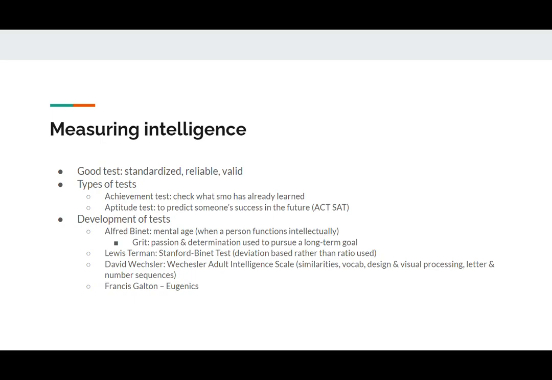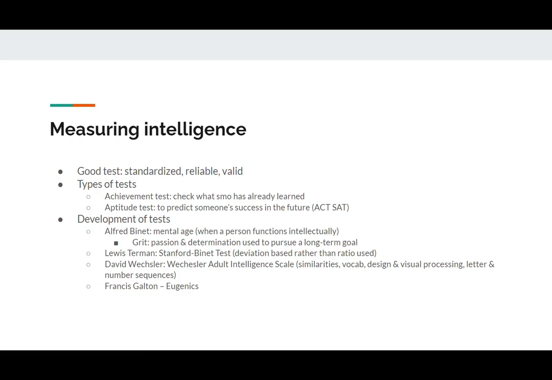The idea of an IQ arrived during this time. IQ equals mental age divided by chronological age times 100. This explains why the average IQ is 100. If someone is 15 years old with a mental age of 15, their IQ is exactly 100. Grit is basically passion and determination used to pursue a long-term goal.